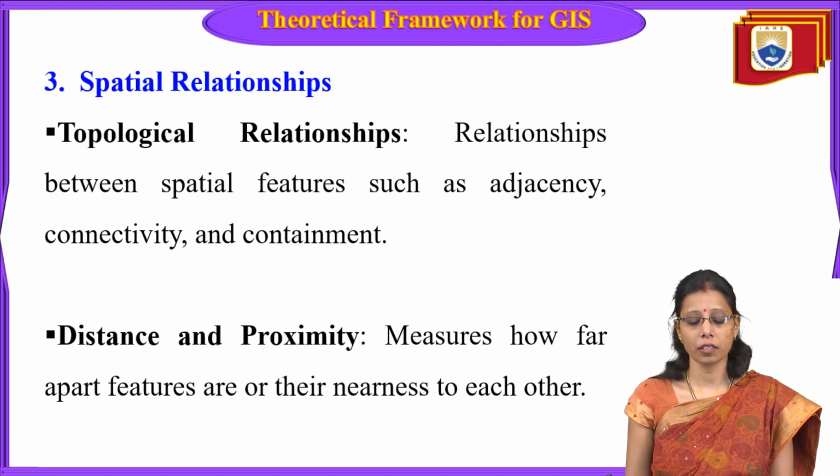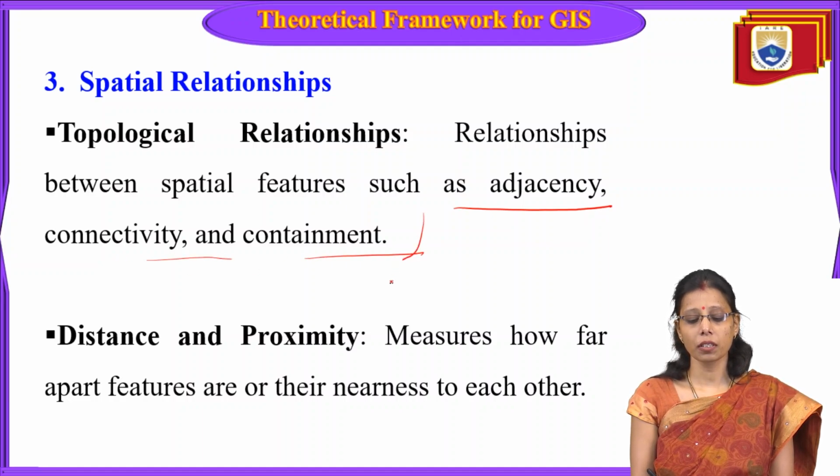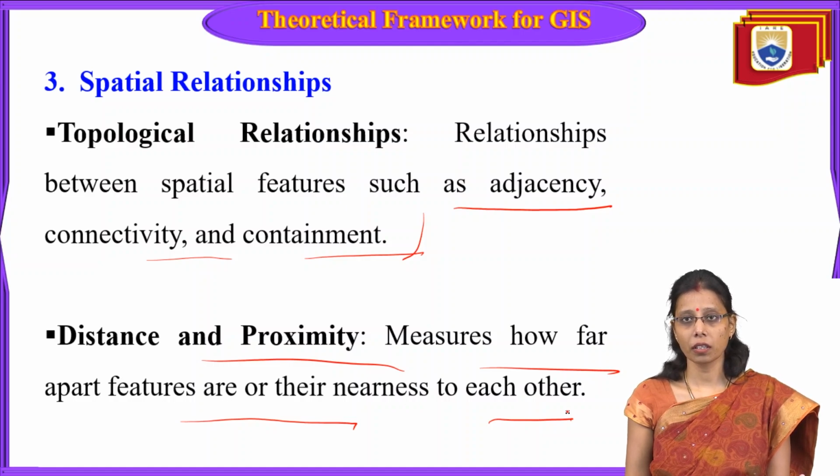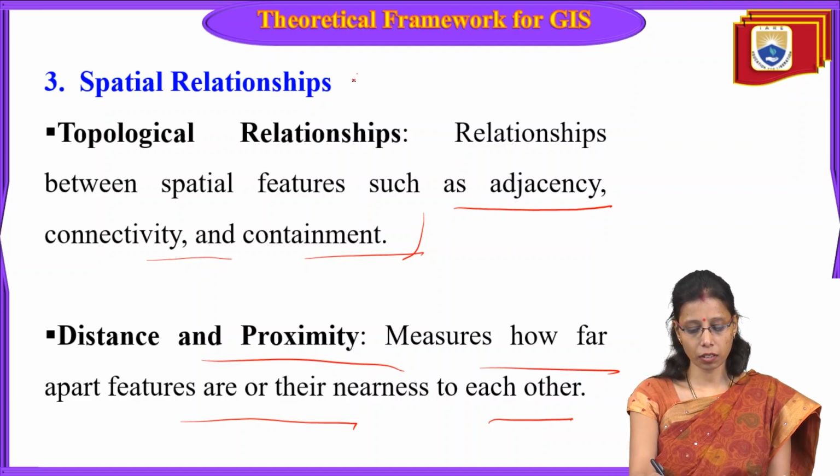Now, spatial relationship. When you talk about spatial relationships, topological relationships are relationships between spatial features such as adjacency, connectivity, containment. This all comes under the topological relationship. Distance and proximity measure how far apart features are or their nearness to each other, how they are adjacent, how they are connected, how they are far from each other, near, far. That all comes under the spatial relationship.